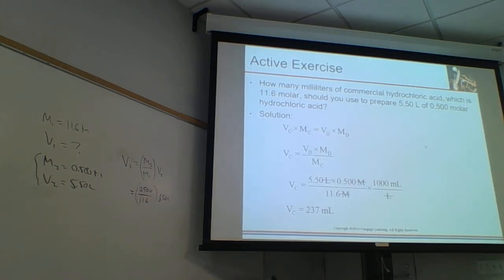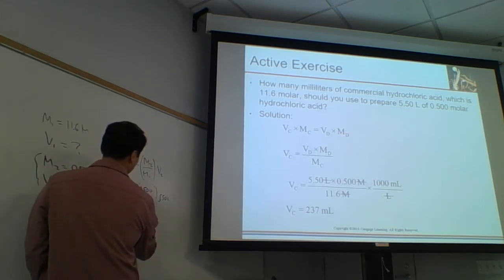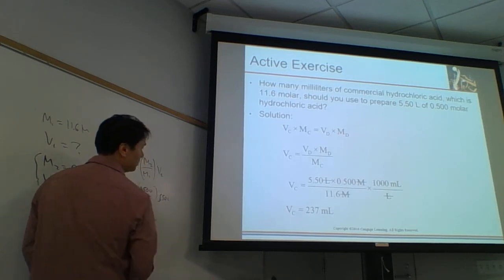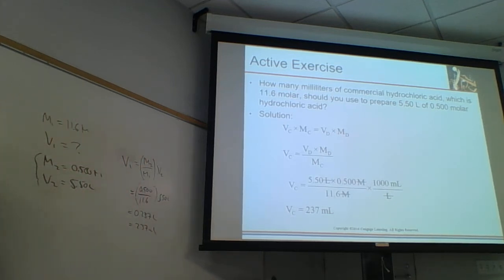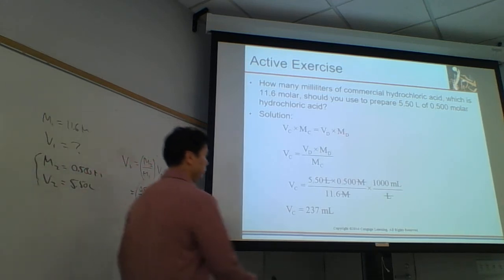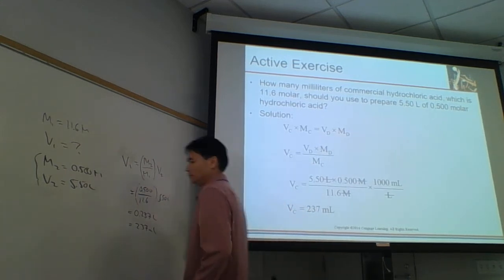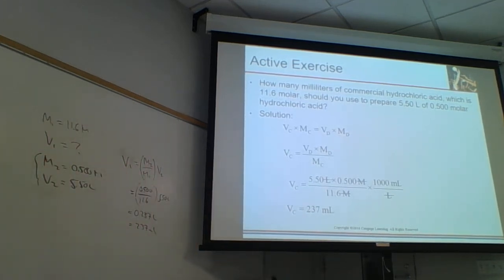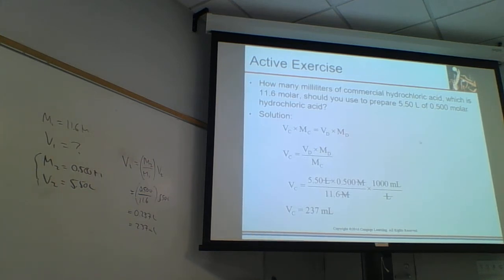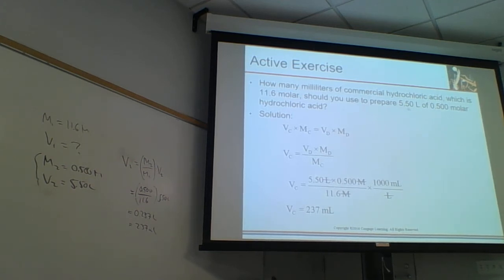237 milliliters, or 0.237 liters. And so the volume comes out to 0.237 liters, which is the same as 237 milliliters. Just move the decimal 3 places over. So this is the fraction here of the concentrated stuff. So what I do is take 237 milliliters of the concentrated stuff and then add enough water to make it 5.5 liters.